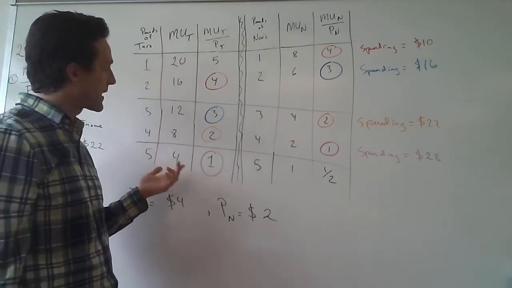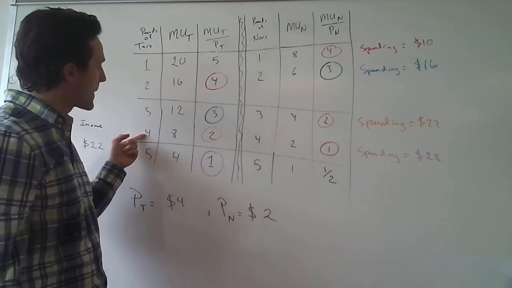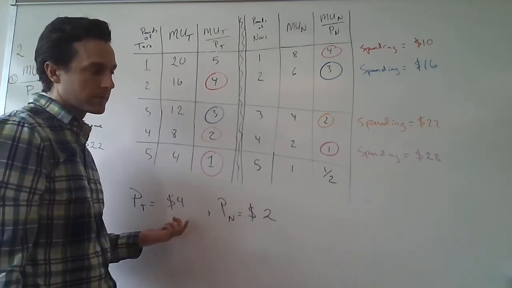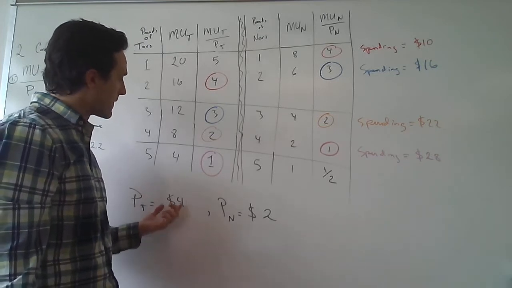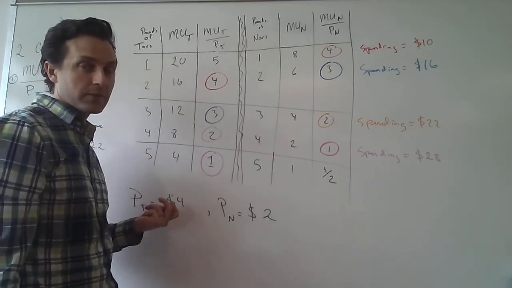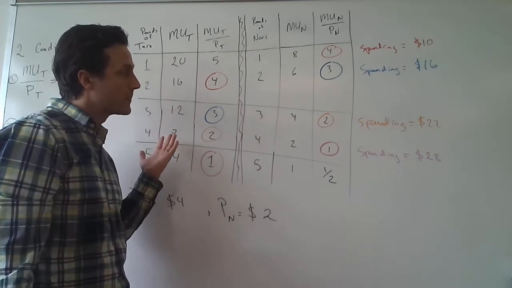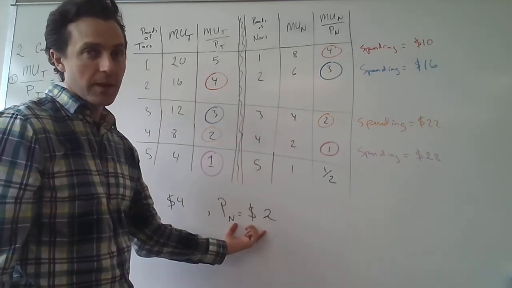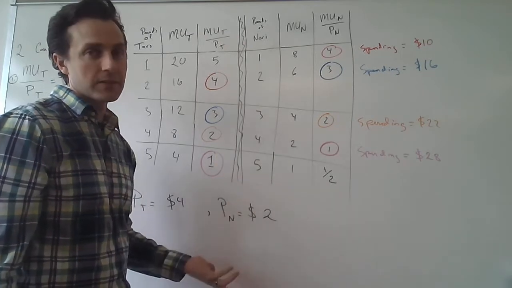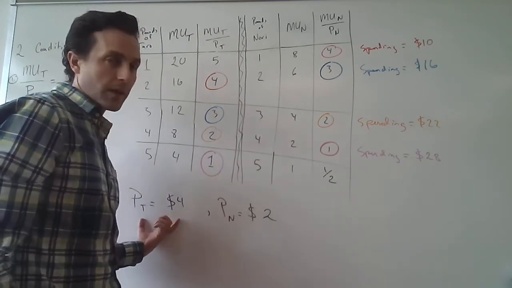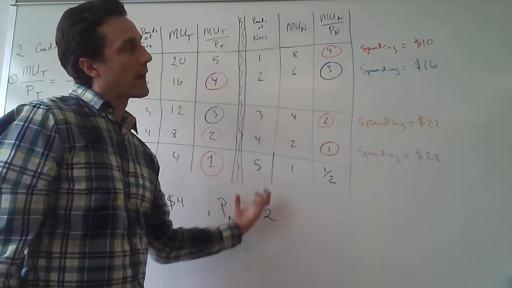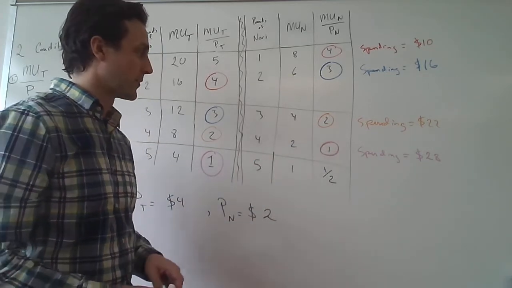And just to double check, if it's 4 pounds of taro, and the price of taro is $4 per pound, then that means they're spending $16 for the taro, and they're buying 3 pounds of nori. Nori costs $2 per pound. So 3 times 2, that's $6. So $16 spent on taro, $6 spent on nori. That adds up to $22. So yes, they would be spending all their money.